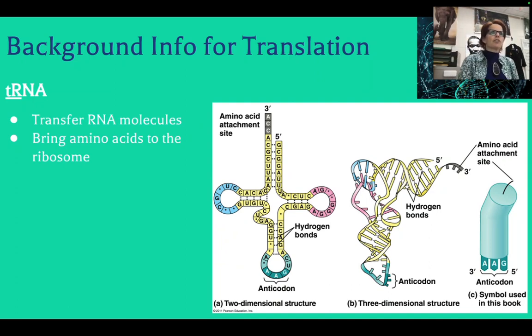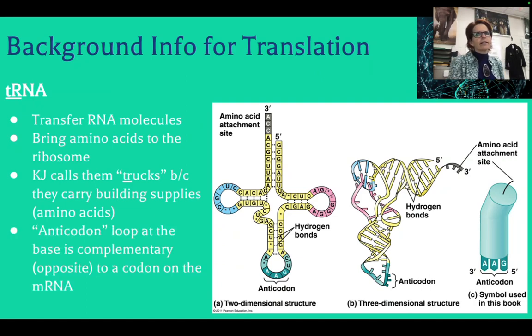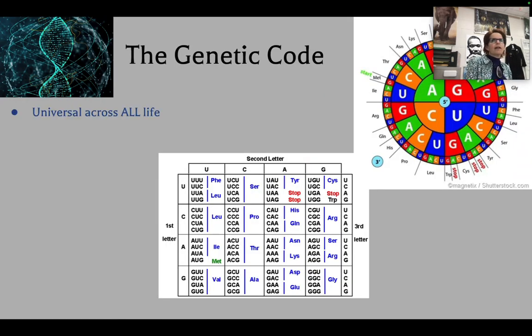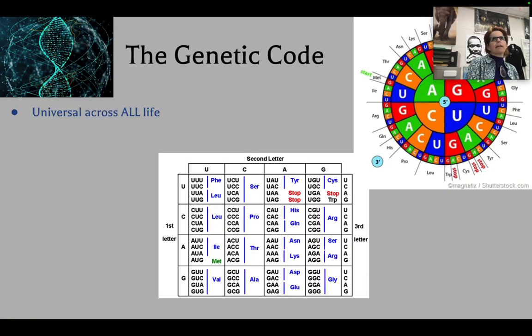The amino acids are attached up at the top. I call them trucks because they're carrying the building supplies, which are the amino acids. And then the anticodon loop is at the bottom. And it is complementary, or opposite, to the mRNA.